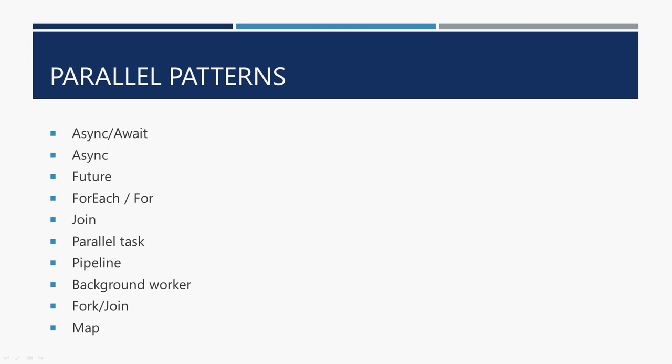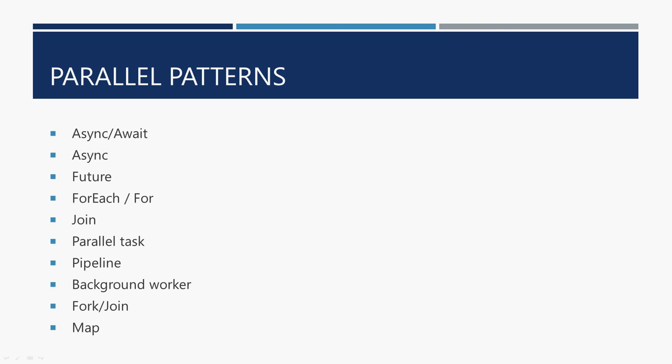And by the way, the last three, future, for, and join, closely match the patterns with the same name in Delphi's parallel programming library. Then there's the parallel task pattern, which is a variation of join that executes the same task in multiple copies on multiple background threads. The last four are specialized patterns that help solve very specific tasks. Pipeline helps you write parallel tasks where processing can be organized in overlapping stages. The background worker is an implementation of a client-server processing model where you prepare a work item and schedule it to a server, which can itself run on one or more threads.